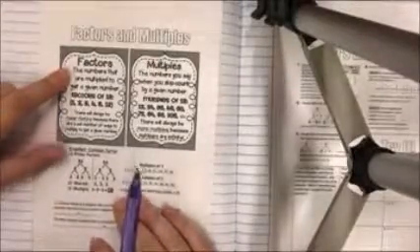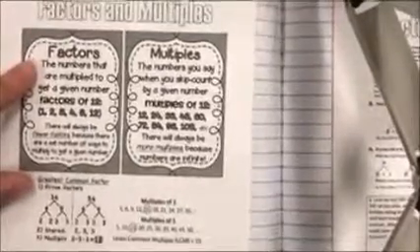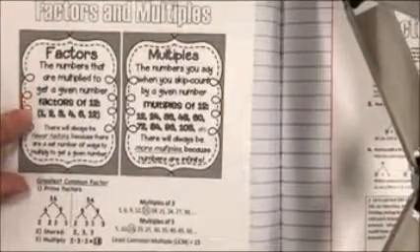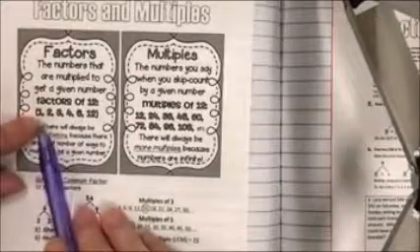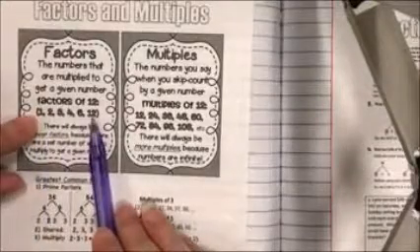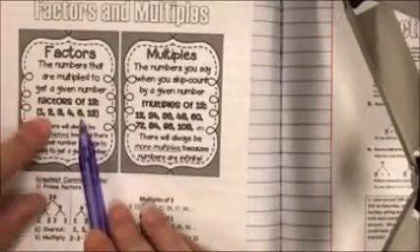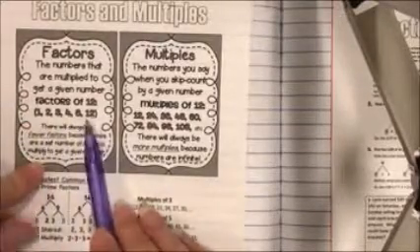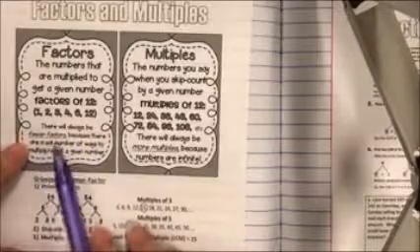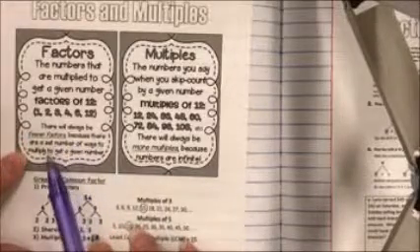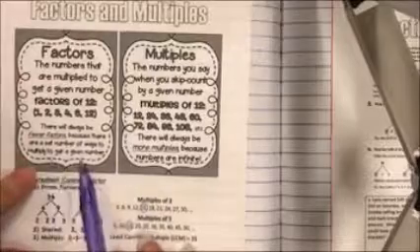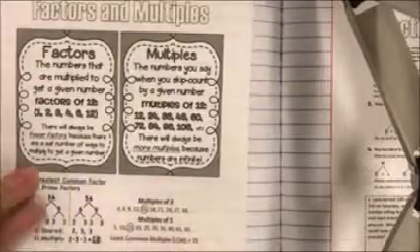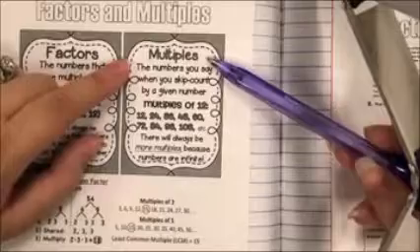So first, a factor. A factor is a number or numbers that are multiplied to get a given number. So factors of 12: I can multiply 1 times 12 to get 12, 2 times 6 to get 12, or 3 times 4 to get 12. So those are all factors. There will always be fewer factors because there are a set number of ways you can multiply to get a given number.